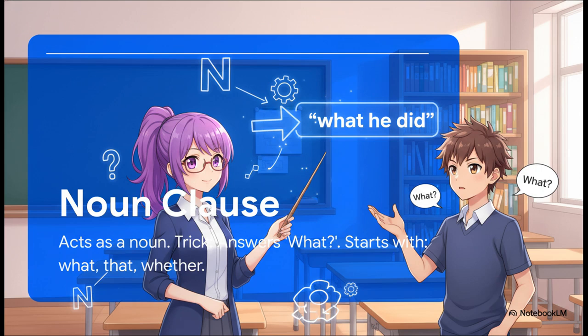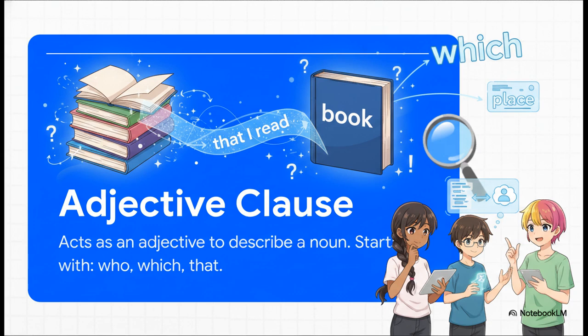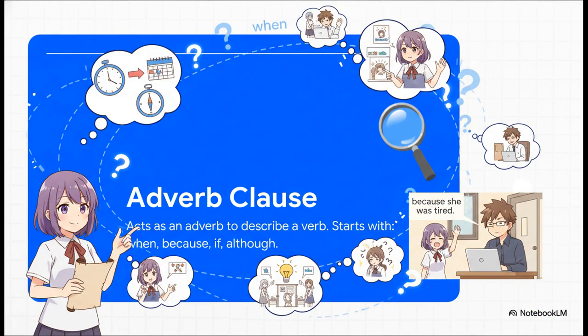See? Super easy. Next is the adjective clause, and you guessed it, it acts just like an adjective. Its job is to describe a noun, to give you more info about a person, place, or thing. So in "the book that I read was good," the little bit "that I read" is just describing the book. It's telling you which book. That's all it's doing.